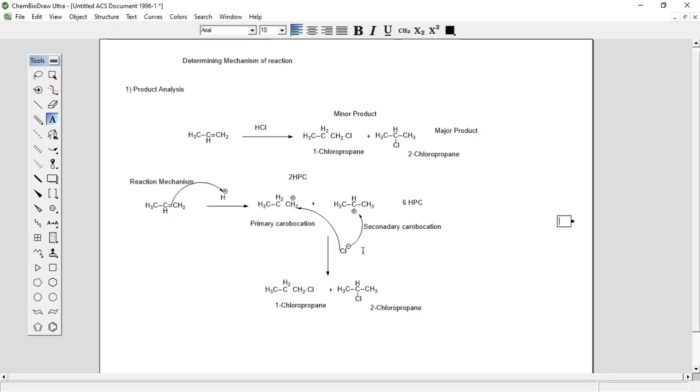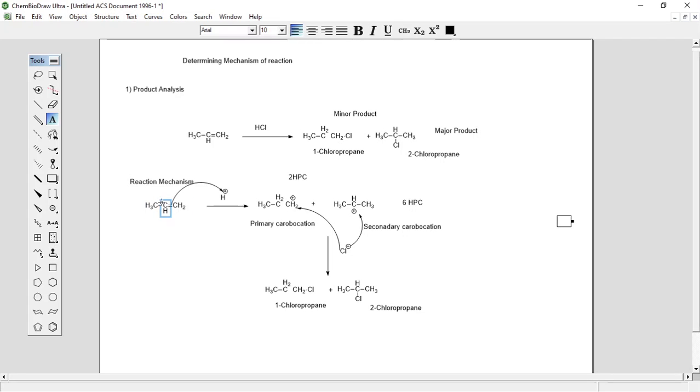The addition of HCl takes place on the basis of Markovnikov's rule, and Markovnikov's rule says that the negative part of the reagent adds to the carbon that has fewer hydrogens. The reaction mechanism is nothing but the step-by-step explanation of your reaction.